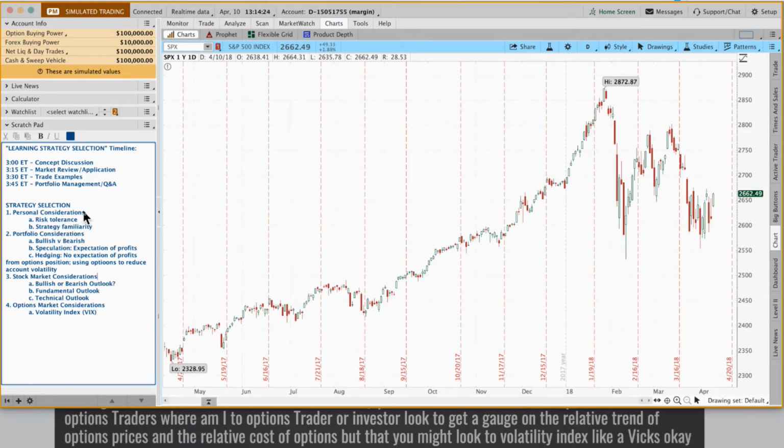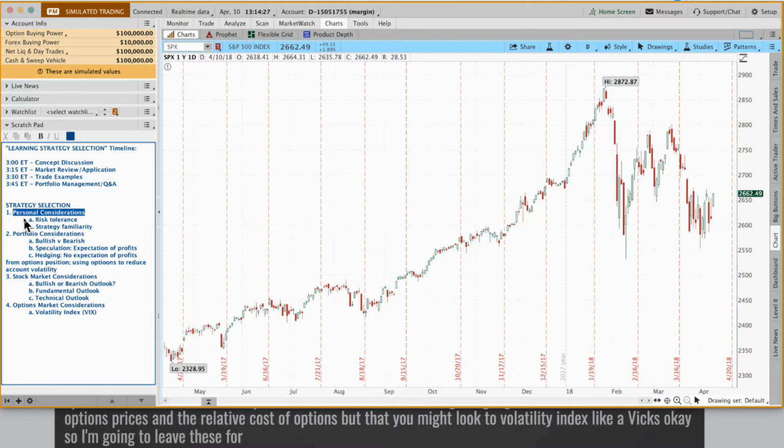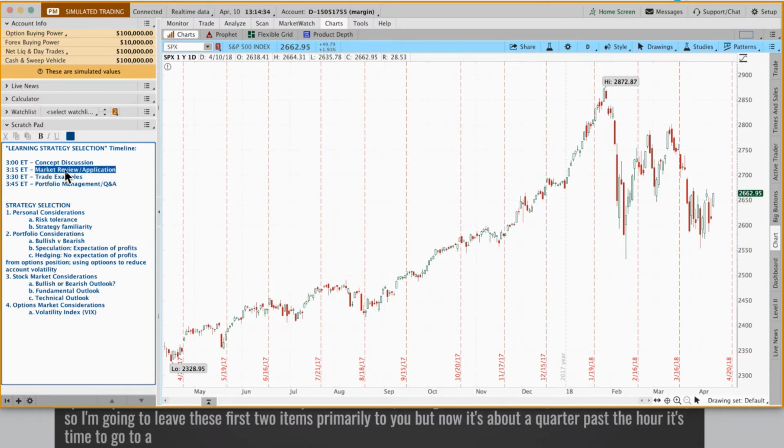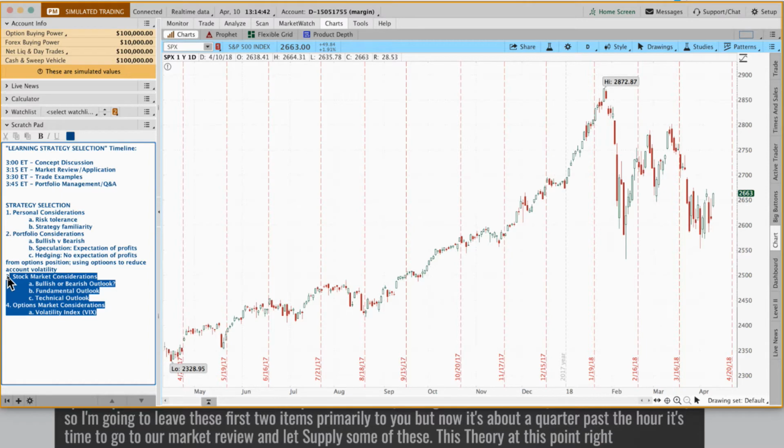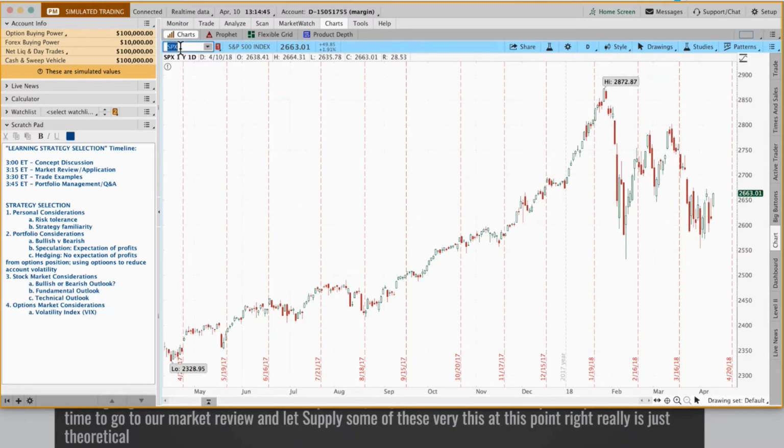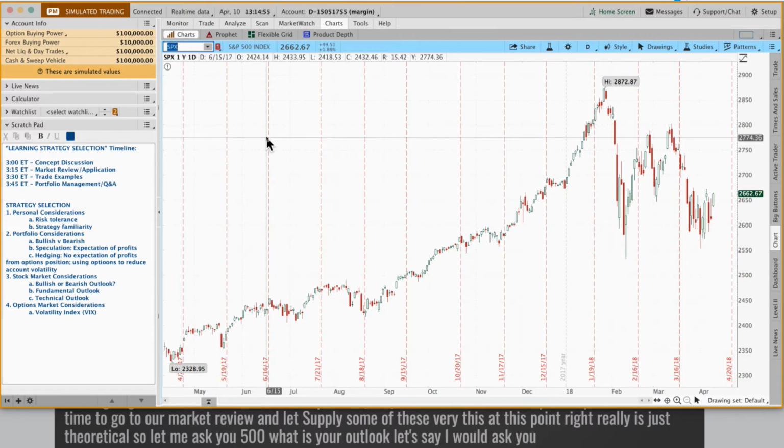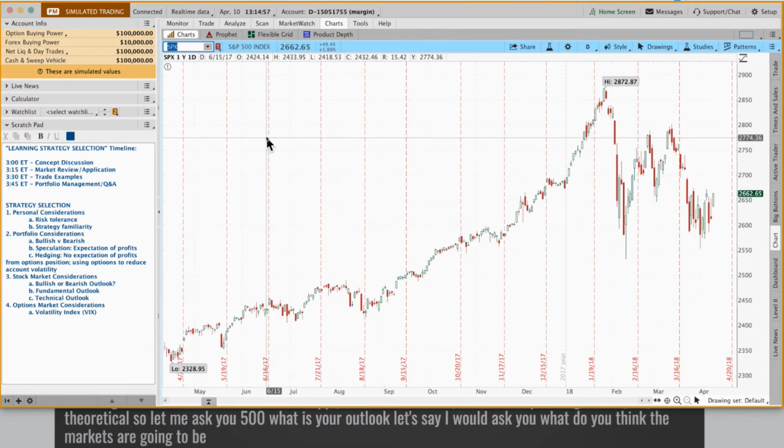Okay, so I'm going to leave these first two items primarily to you, but now it's about a quarter past the hour. It's time to go to our market review, and let's apply some of this theory, which is really just theoretical at this point. So let me ask you, as we turn our attention over here to the S&P 500, what is your outlook? Let's say I were to ask you whether you think the markets are going to be higher 30 days from now or lower 30 days from now.